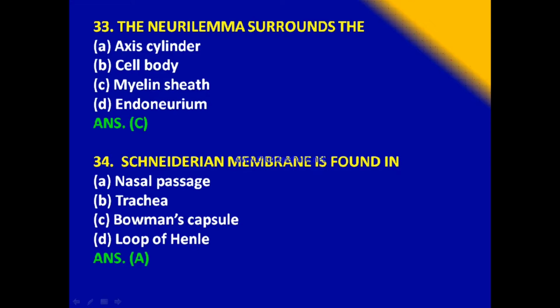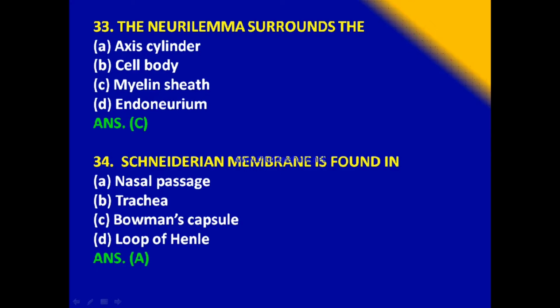What is Schneiderian membrane? At first we have to know what the Schneiderian membrane is. It is found within the nasal chamber, which helps to smell, or acts as the olfactory receptor. So here we got the answer. Schneiderian membrane is found in nasal passage. Option A. Trachea, Bowman's capsule and loop of Henle are the wrong answers.